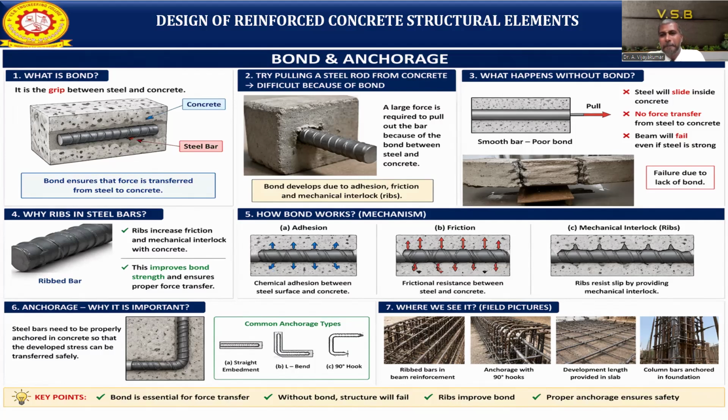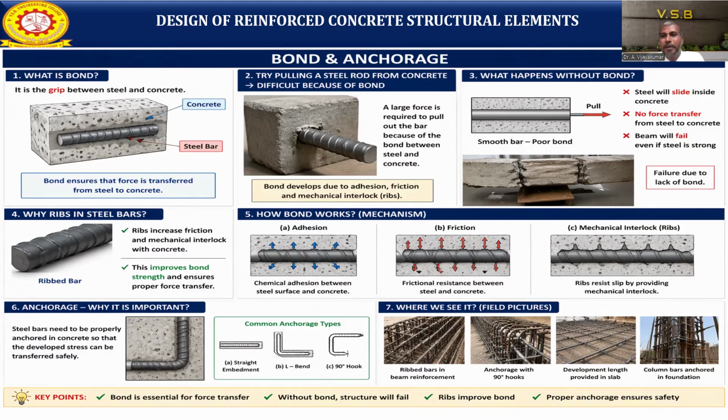Okay, then how is bond defined? It's a grip between the steel and concrete. That word, grip, is important. Both steel and concrete should have a grip. So bond ensures that force is transferred from the steel to the concrete. If there is no good bond, the load is not transferred from the steel to the concrete. So we need a good bond between concrete and steel, mainly to transfer the load from the steel to the concrete.